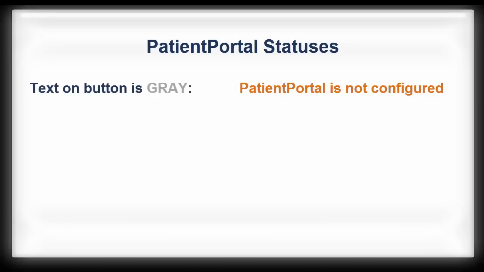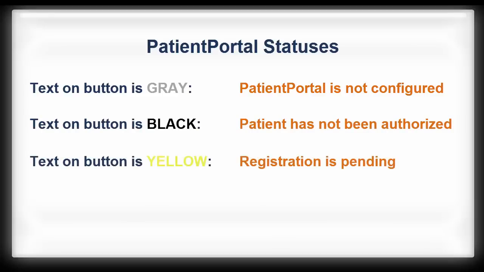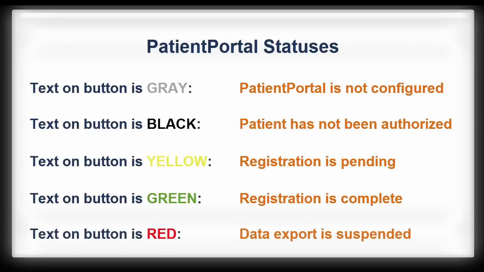So to recap, if the button is completely grayed out, then you are not set up for the patient portal yet, and you must enroll through our website. If the button is gray but the words are black, then the patient has not been registered. Yellow means the registration is pending, green means the registration has been completed, and red means their data export has been suspended.